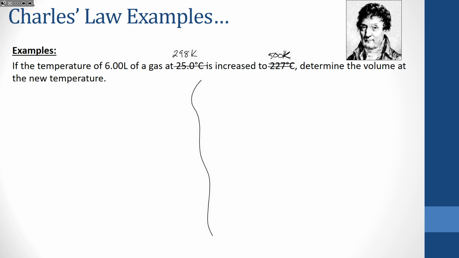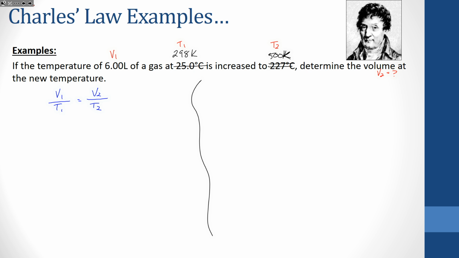All right, so now we're going to write our equation if we're going to do the formula method. So V1 over T1 equals V2 over T2. Now we should figure out which one's which. So we're starting at 6 liters and 298, and we want to find the volume at 500. So this is going to be my V1, this is my T1, this is my T2, and we're trying to find V2. That's a question mark.